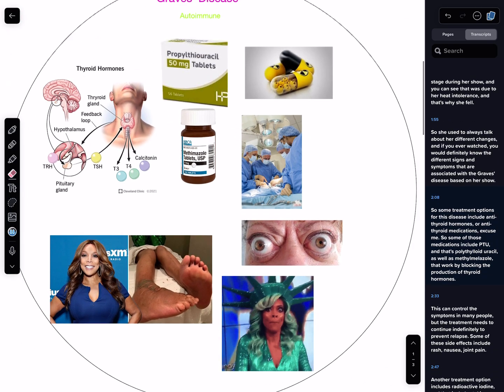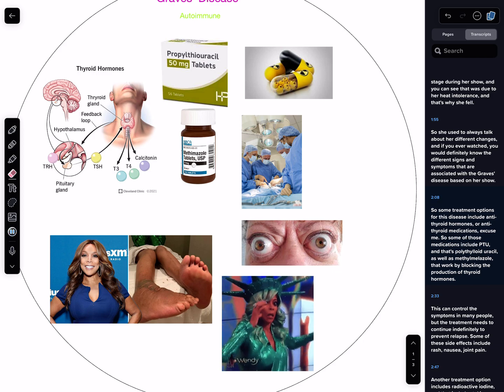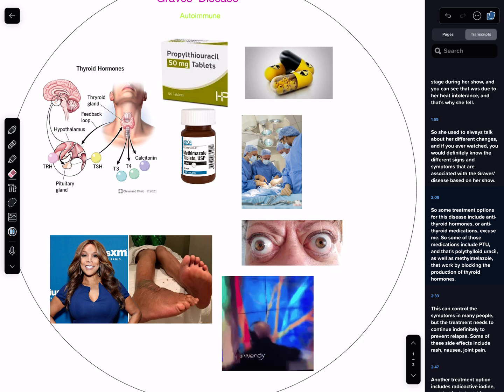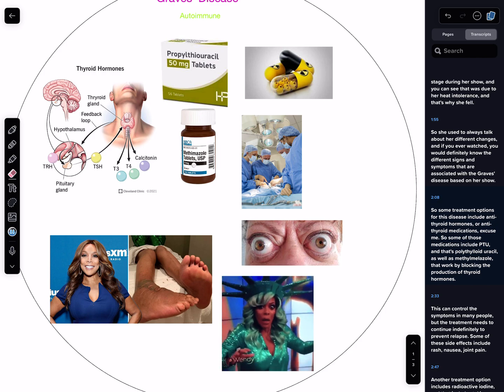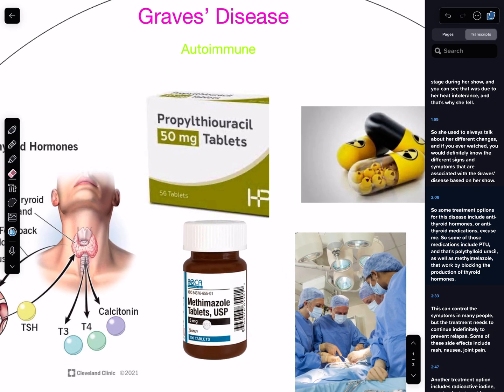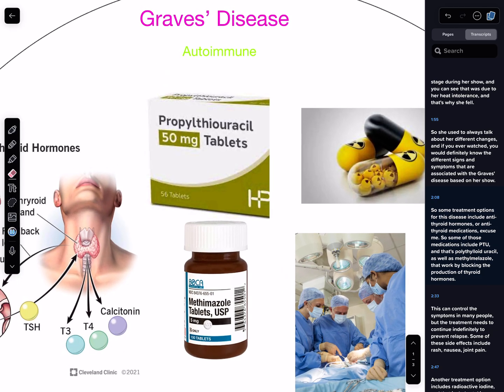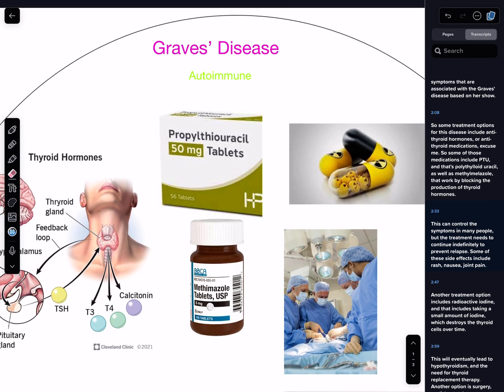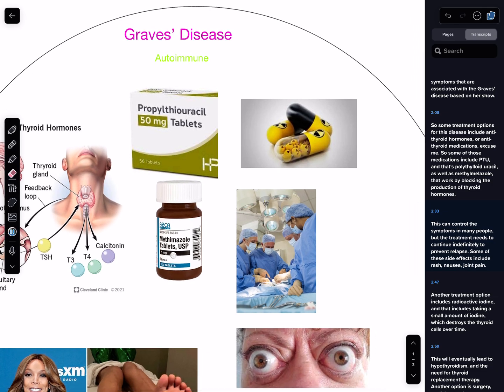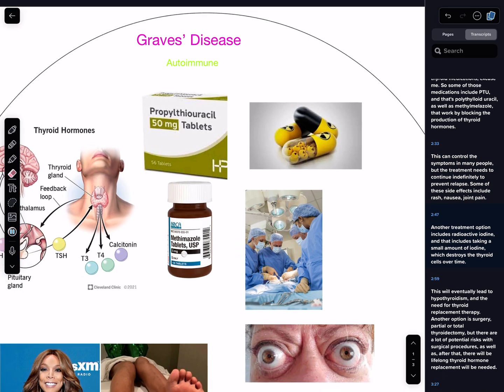So some treatment options for this disease include anti-thyroid medications. Some of those medications include PTU, and that's propylthiouracil, as well as methimazole, that work by blocking the production of thyroid hormones. This can control the symptoms in many people, but the treatment needs to continue indefinitely to prevent relapse. Some of these side effects include rash, nausea, joint pain.